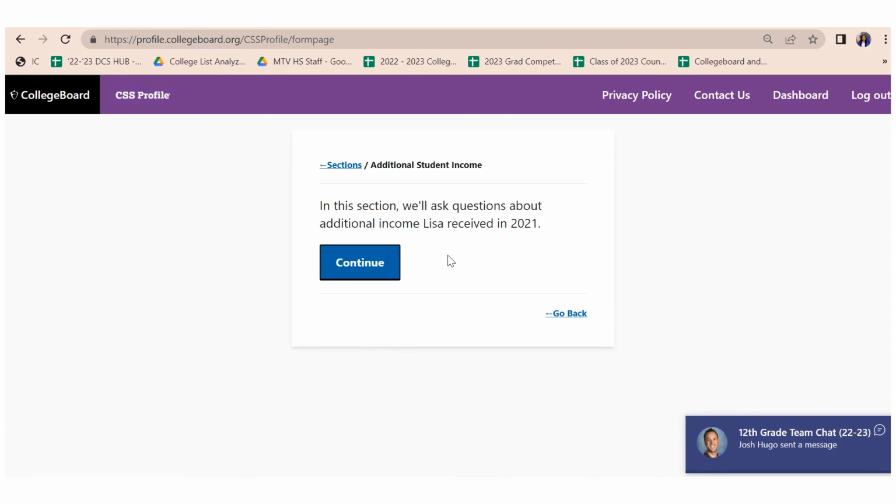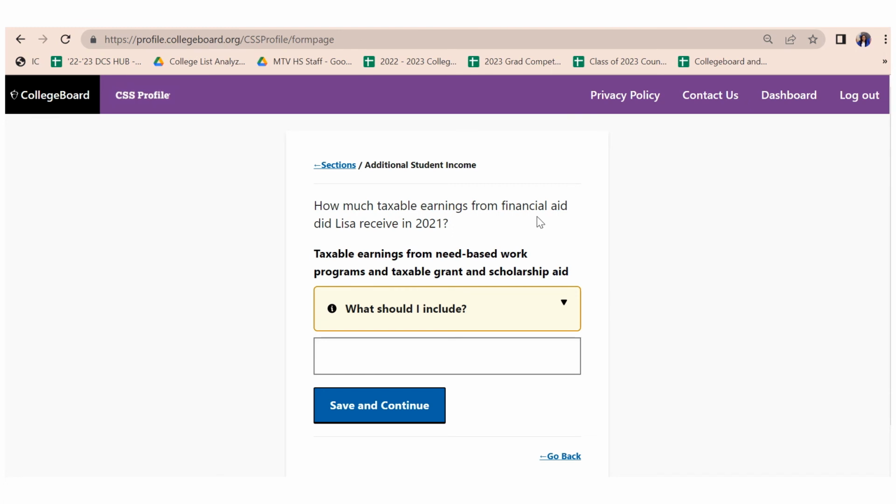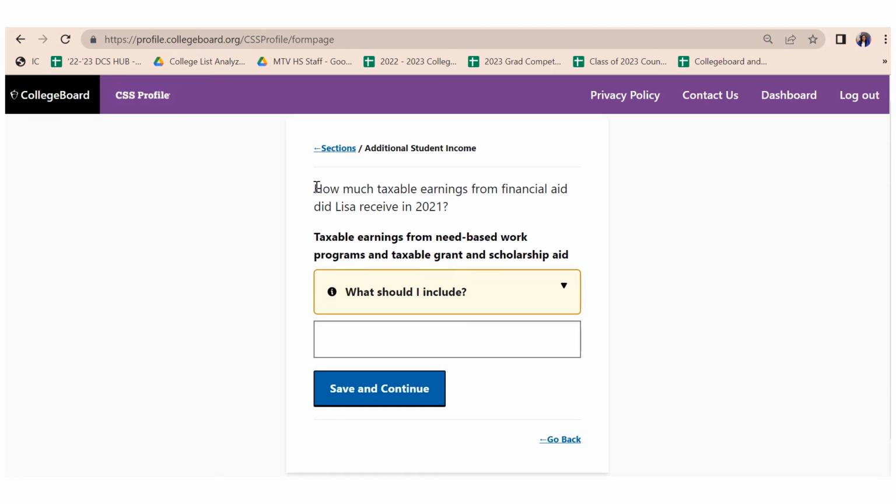These next questions are going to ask additional questions to see if the student received any additional income in 2021. So again, we're looking for, are these questions required? I do not see that this one is required, so we can skip it.